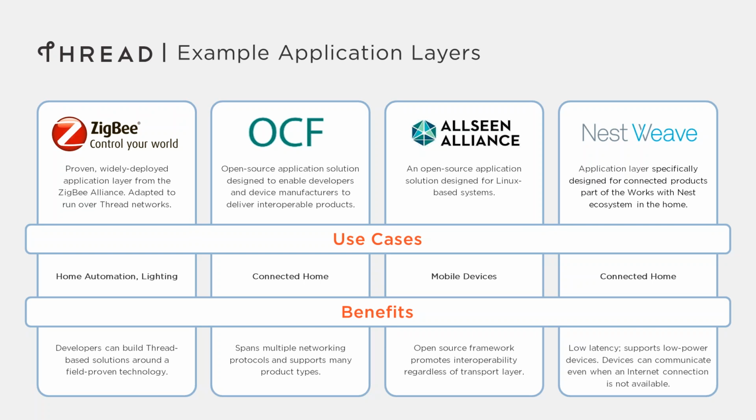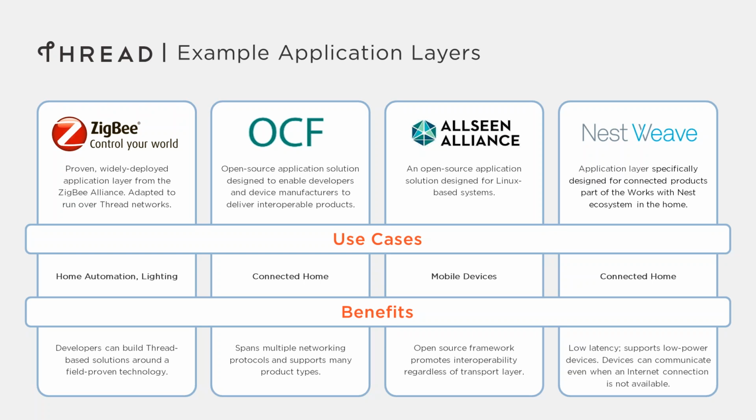For Zigbee, that's the Zigbee Cluster Library, and this is a proven and widely deployed application protocol that's been in the market and is being adapted by Zigbee to run over Thread networks, targeted for home automation and lighting applications. The big benefit here is that developers can build a Thread-based solution and add a field-proven technology to it from the application layer perspective. OCF is an open source application solution that's designed to enable developers to deliver interoperable products for the connected home. With OCF, it spans multiple networking protocols and supports many different product types.